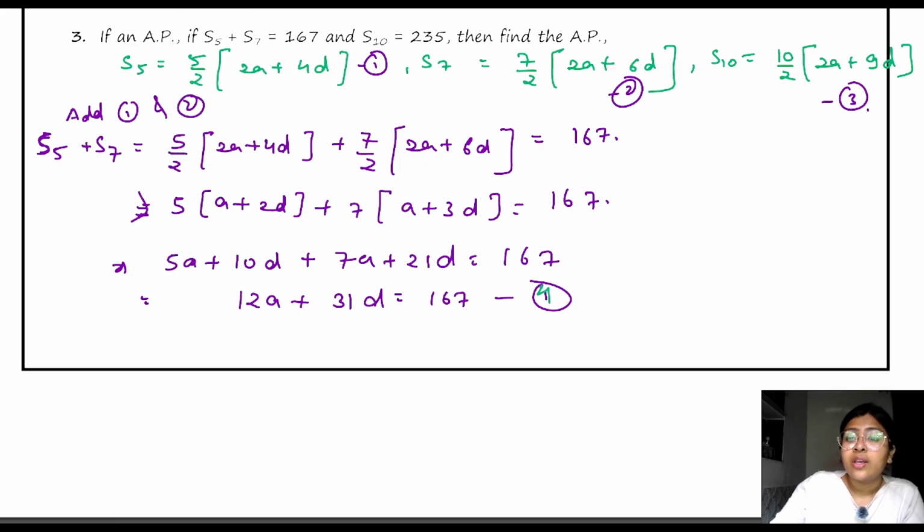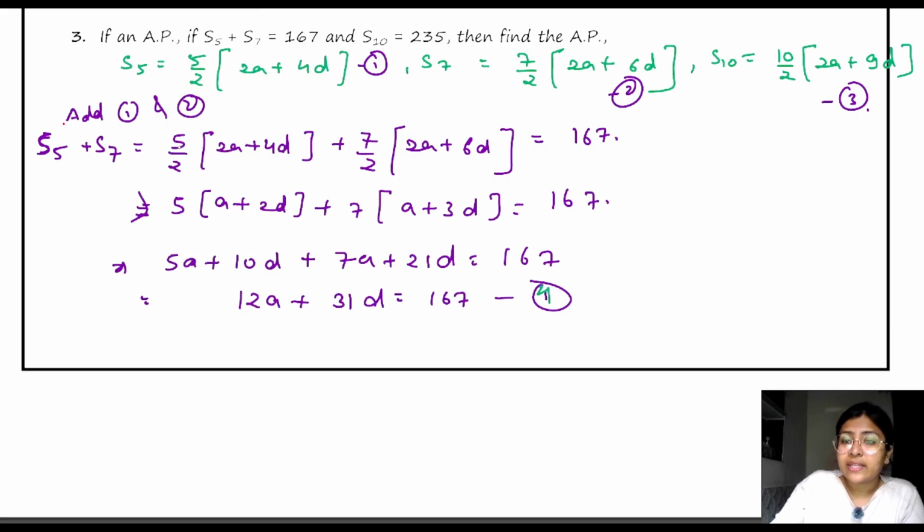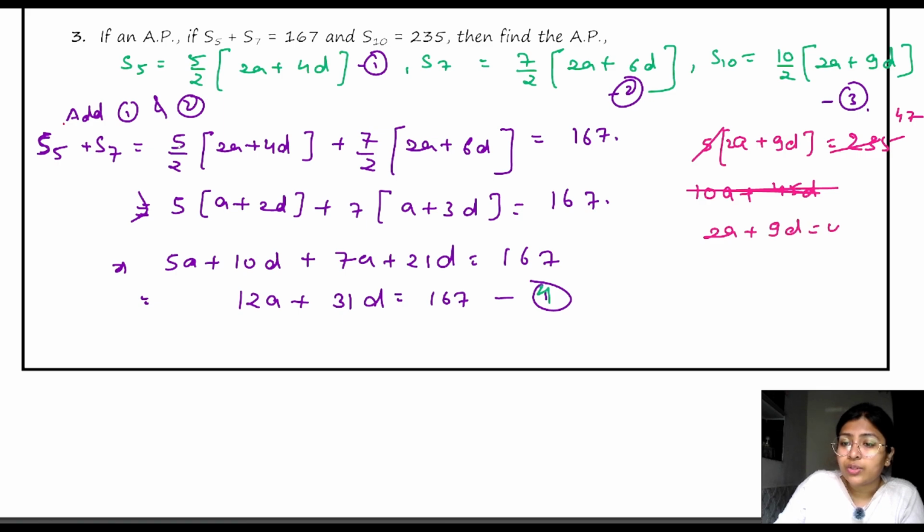Now, another thing is S10, that is 5 into 2a plus 9d, is given as 235. With the help of this, you will get 10a plus 45d. Now cancel this with 5. So you will get 47. So 2a plus 9d is equal to 47.